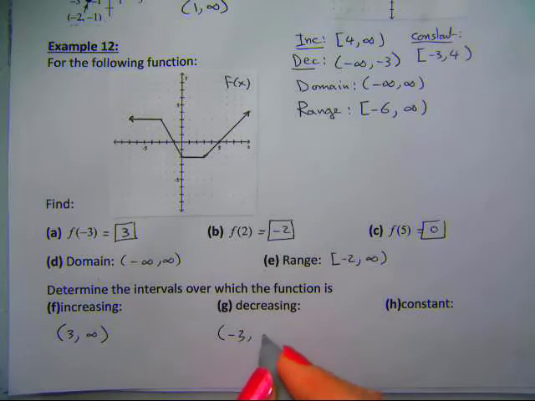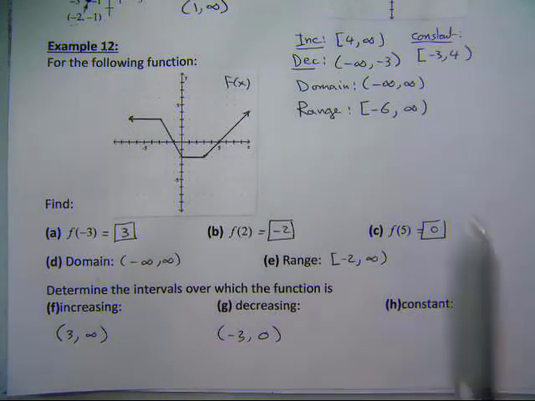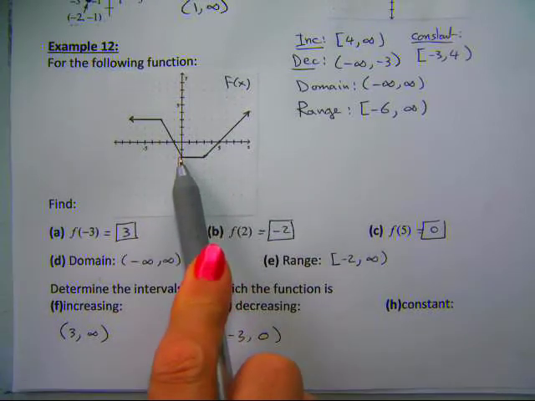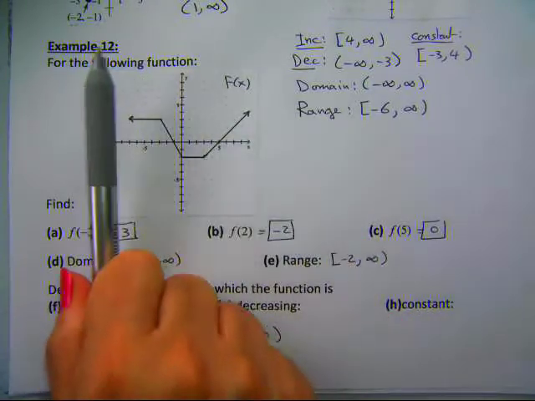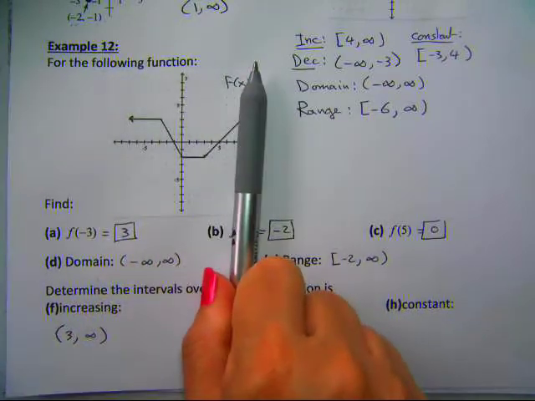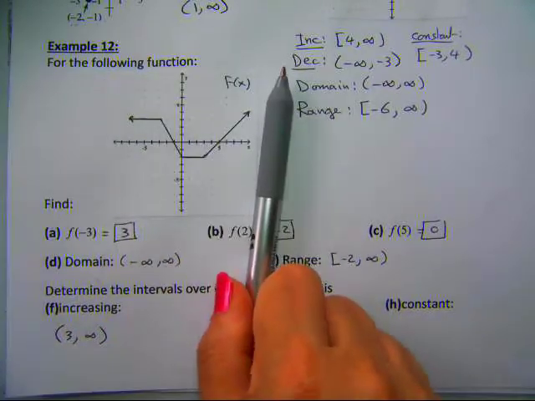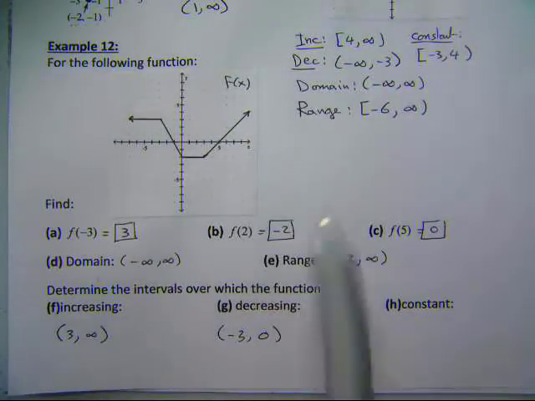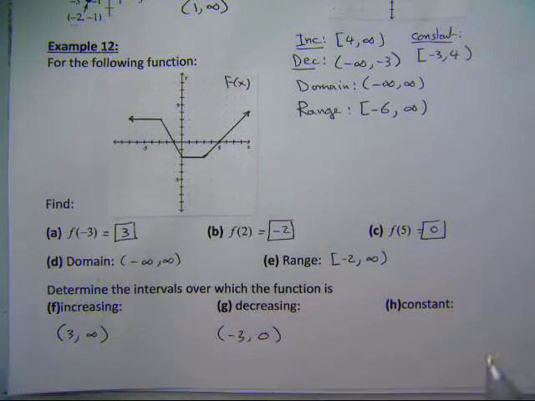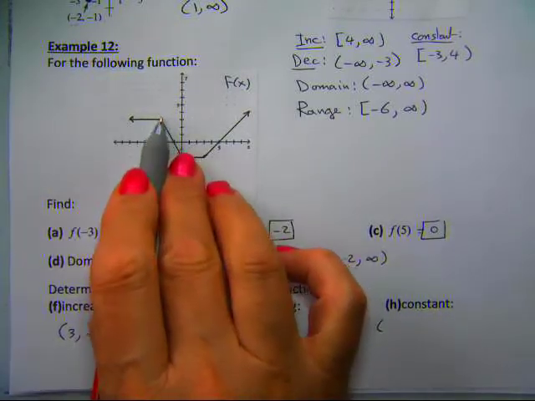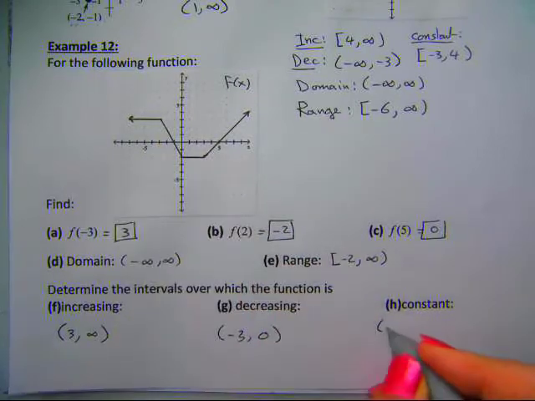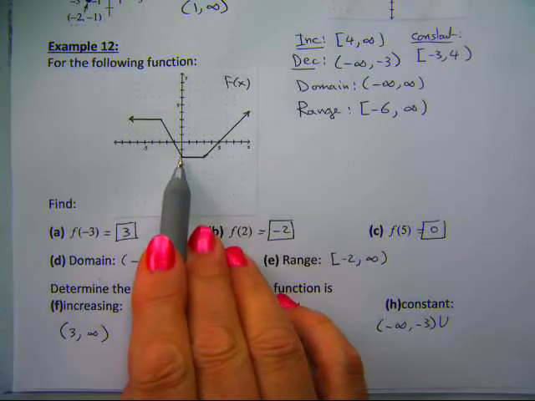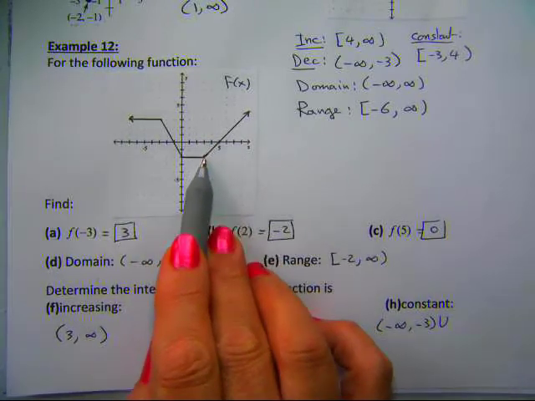Negative 3 to 0. Okay, let's talk about the common mistakes. The common mistake, again, is people seeing it going to negative 2 and they think it goes to negative 2. Keep remembering that we are always looking at the x value. Everything uses x values except the range, which uses the y value. Where is it constant? Well, it's constant from negative infinity to negative 3. And also it's constant from 0 to 3.